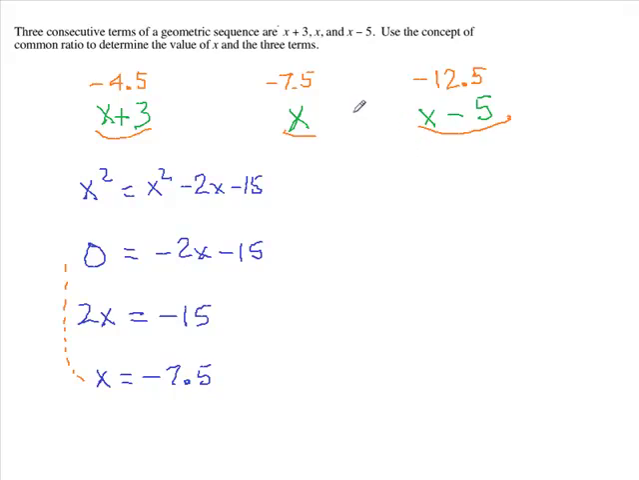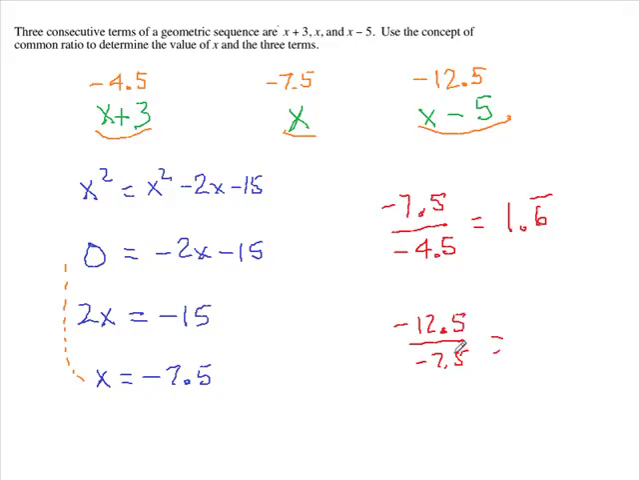If we want to know if these are geometric, remember our original thing? We said if you do term divided by previous term, you should get the same number over and over. So to test this, if we do negative 7.5 over negative 4.5, that gets us, on a good day, I could probably do that in my head, but this is Friday, so calculator says 1.6 repeating. And then if we do negative 12.5 divided by negative 7.5, hey, look at that, 1.6 repeating again.